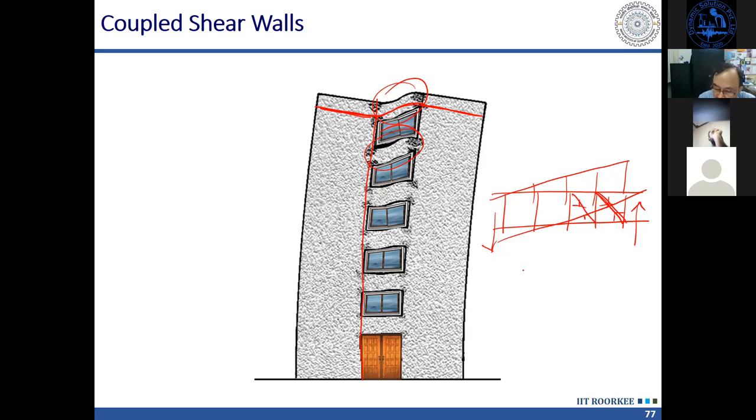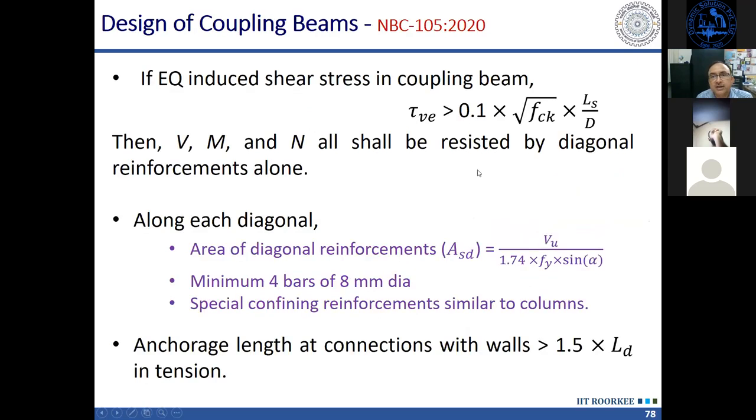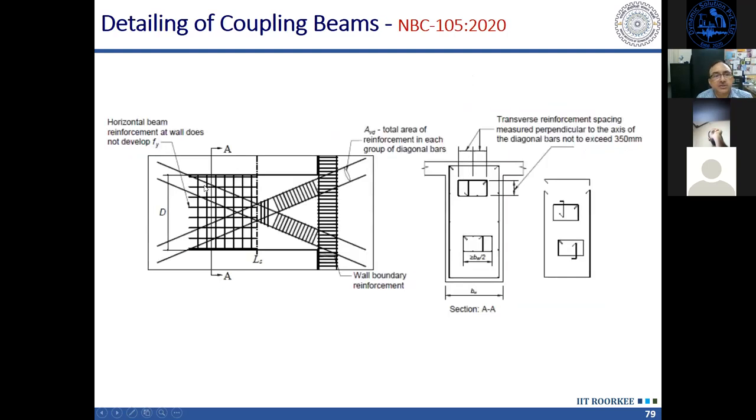If tau v is greater than tau c max, what is happening? This concrete strut gets crushed. This fails. So the truss action of our normal reinforcement detailing in shear is not working. In that case, we have to use diagonal reinforcement. So wherever the stresses in coupling beams exceed this value, we have to go for diagonal reinforcement. This is the diagonal reinforcement.